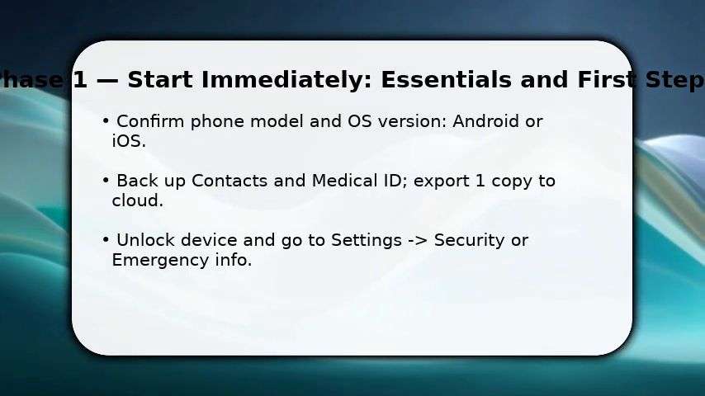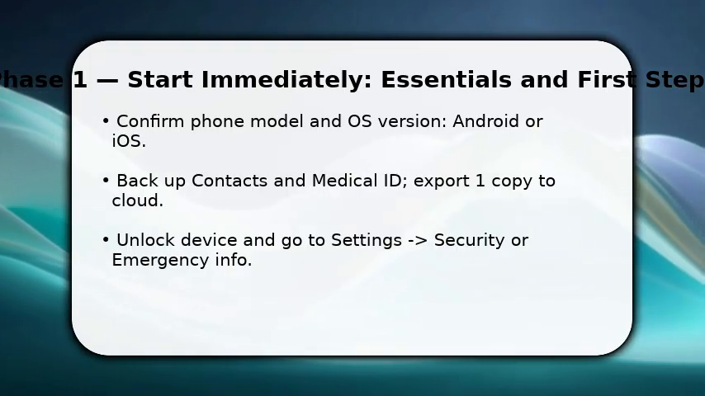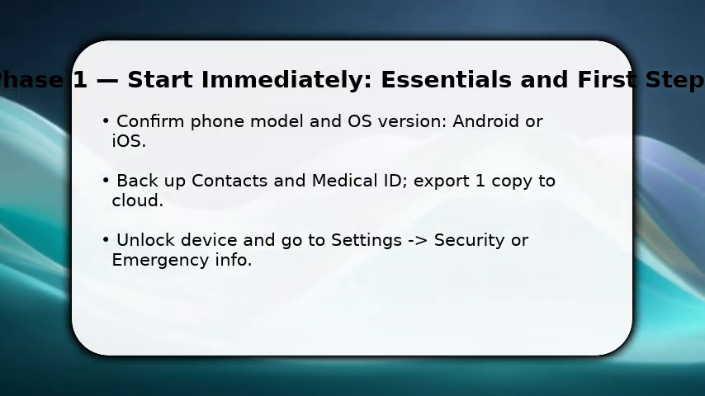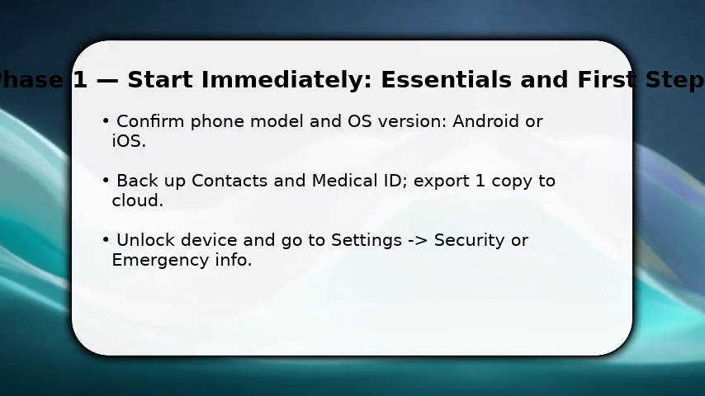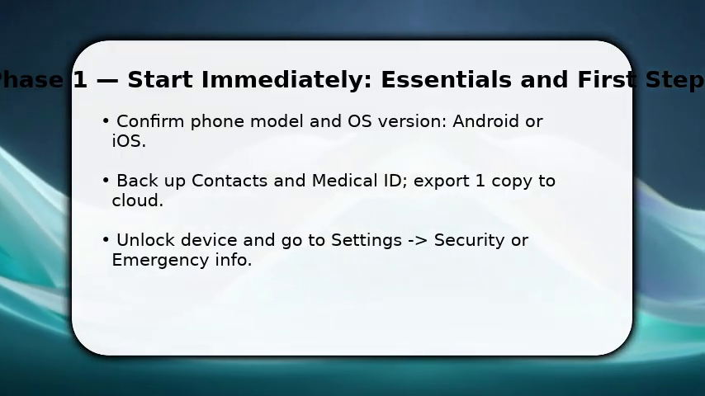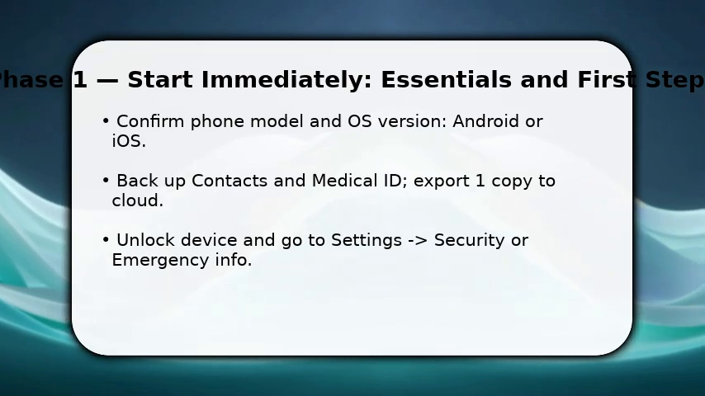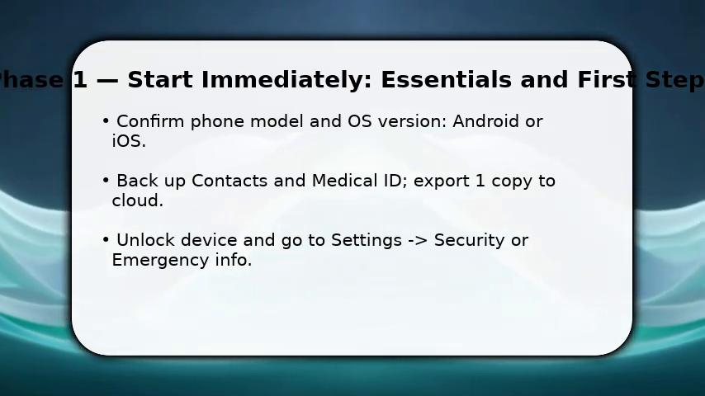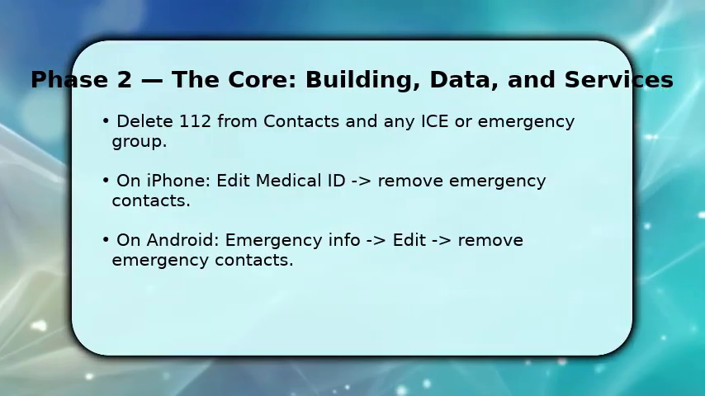You do this because emergency numbers can be stored in multiple places: contacts, medical ID, or carrier-level settings. Begin by checking contacts and the emergency or medical ID panel. Those are the most common storage locations. Now remove the 112 entry where it appears.